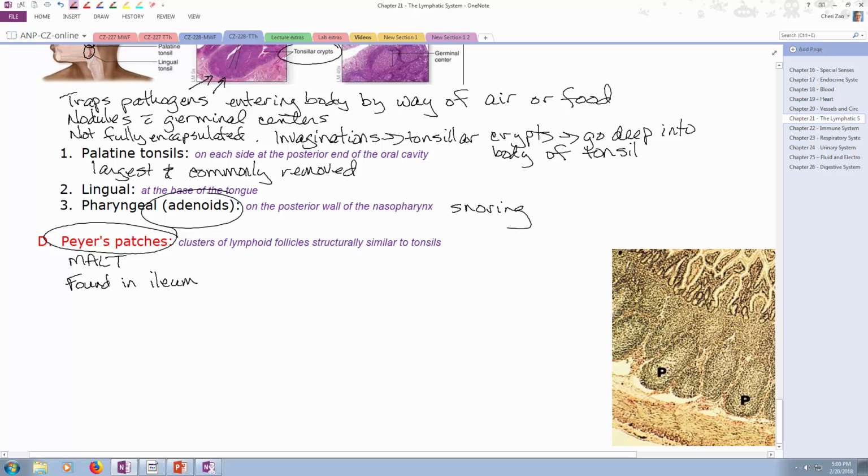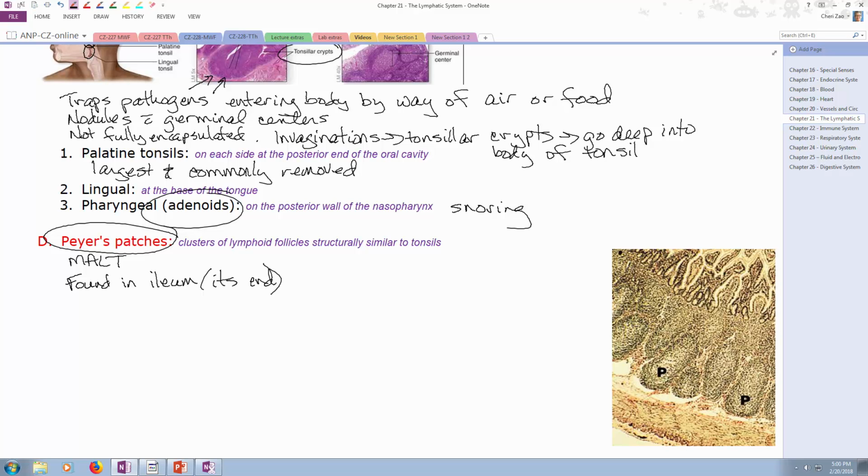Do you guys know what the ileum is? It's our small intestine. It's the end of our small intestine. So they're found in the ileum, and the highest concentration will be in what I call the distal ileum, or towards the end of the ileum. Do you know what the ileum enters into? The large intestine, or our colon.